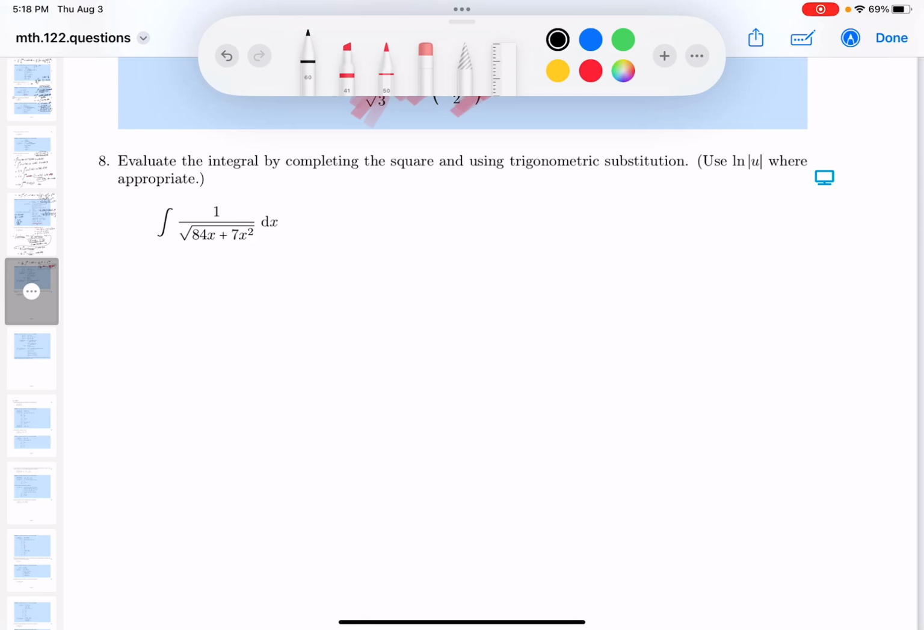Again, they say, evaluate the integral by completing the square and using trig substitution. Let's take a look at it. Let me write this down as 7x squared plus 84x. I like to factor out the coefficient of the x squared. Not everyone does, by the way, but I do.